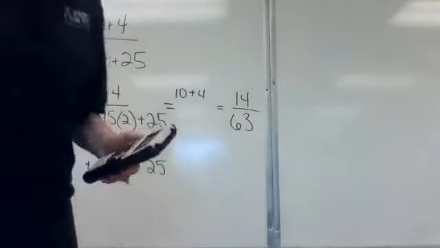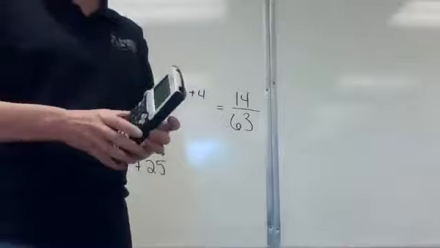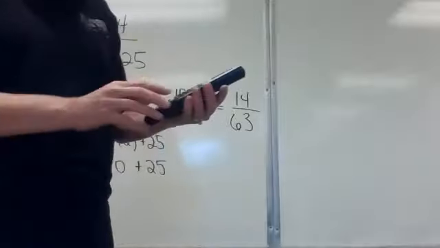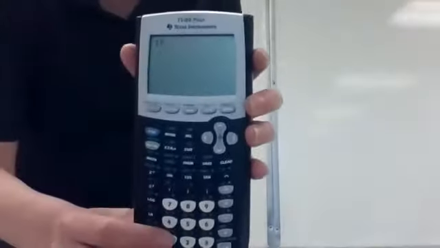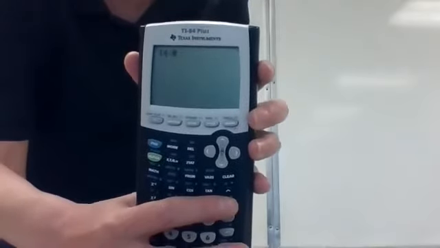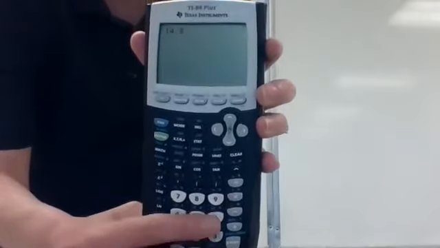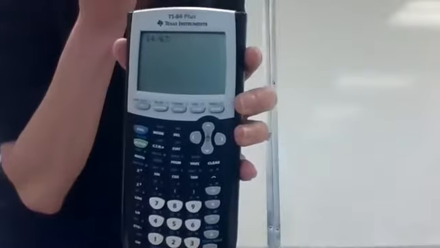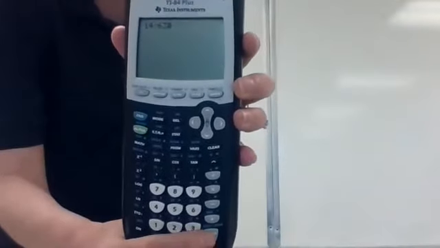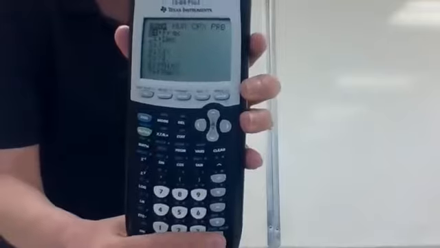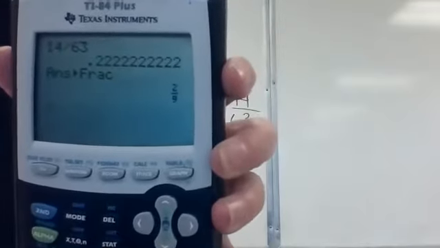If you're not sure whether or not that reduces, remember, put it in your calculator just like you see it. So that would be 14 divided by 63. Enter. Math, enter that. So we see here that it does reduce to 2/9.